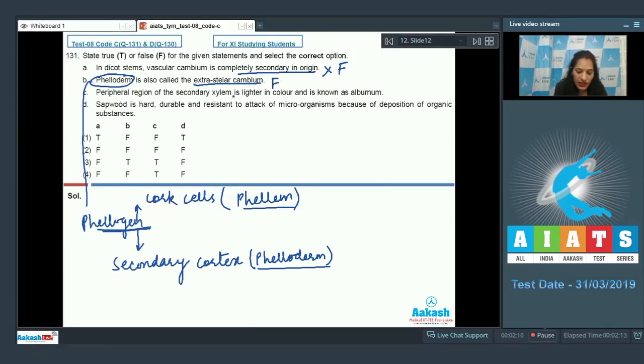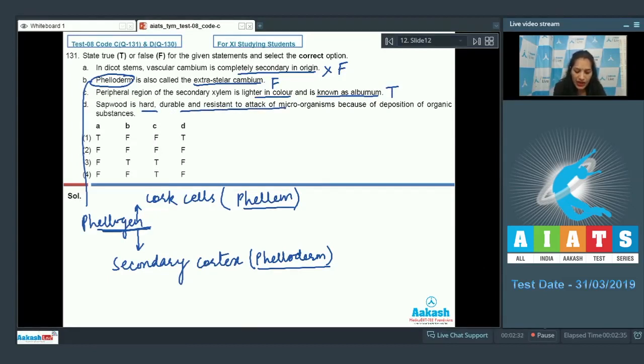C. Peripheral region of the secondary xylem is lighter in color and is known as alburnum. Yes, it is true. The peripheral region of the secondary xylem is sapwood. It is called alburnum and it is lighter in color and lower in density as compared to the heartwood. So this is true. D.